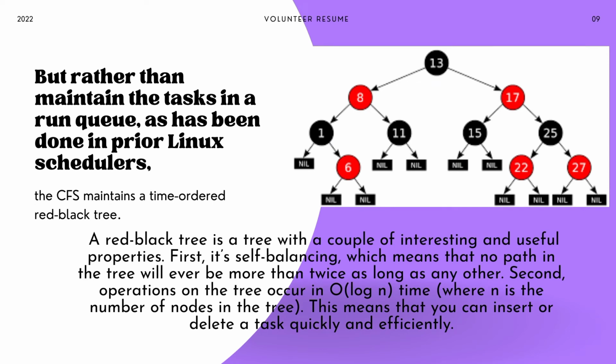But rather than maintain the tasks in a run queue, as has been done in prior Linux schedulers, the CFS maintains a time-ordered red black tree. A red black tree is a tree with a couple of interesting and useful properties. First, it's self-balancing, which means that no path in the tree will ever be more than twice as long as any other. Second, operations on the tree occur in O(log n) time, where n is the number of nodes in the tree. This means that you can insert or delete a task quickly and efficiently.